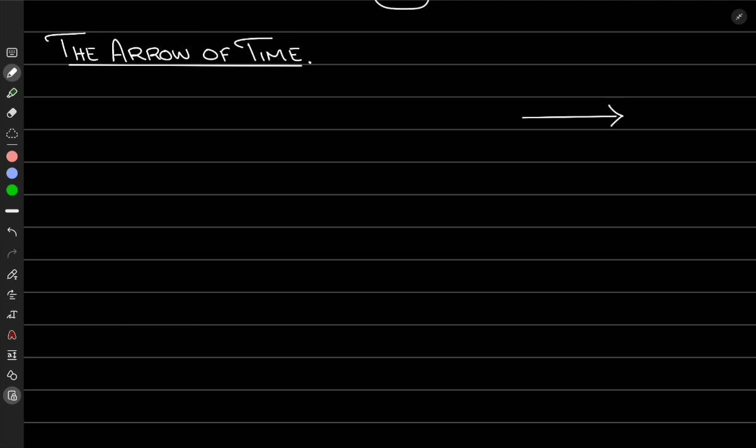The arrow of time refers to the fact that time flows in a particular direction, and that is from the past to the future, right? And this is a consequence of the second law of thermodynamics. What is the second law of thermodynamics? So let me write it down over here. The second law of thermodynamics.